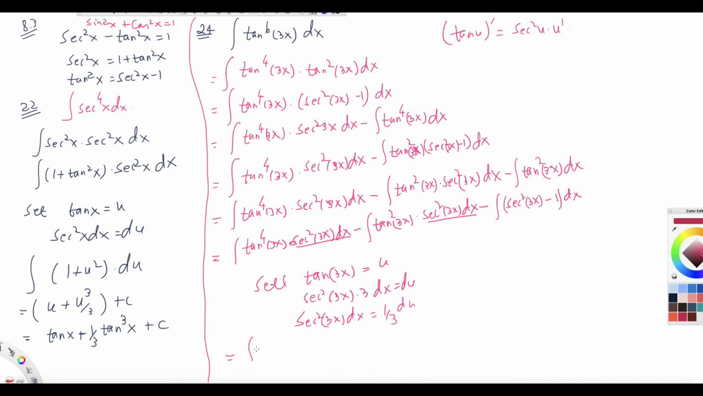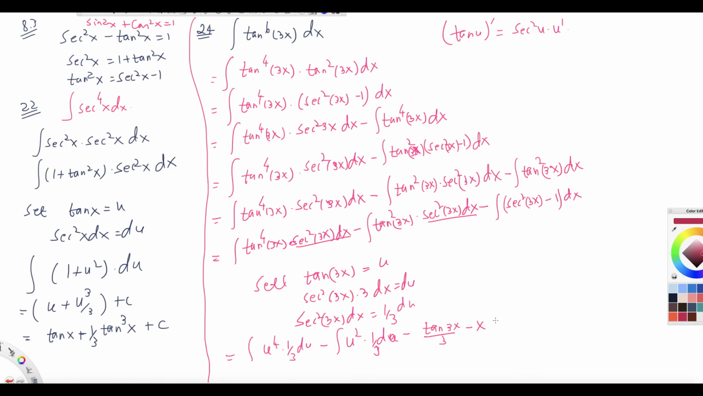This will look like the integral of u to the 4th times 1/3 du. This is tangent to the 4th, which is u to the 4th, and then secant square 3x dx will be 1/3 du, minus the integral of u square times 1/3 du. Does that make sense? Because I'm writing that as u square, and this is 1/3 du, minus, what is the integral of secant square 3x? That will be tangent 3x over 3, minus 1, that will be minus x.